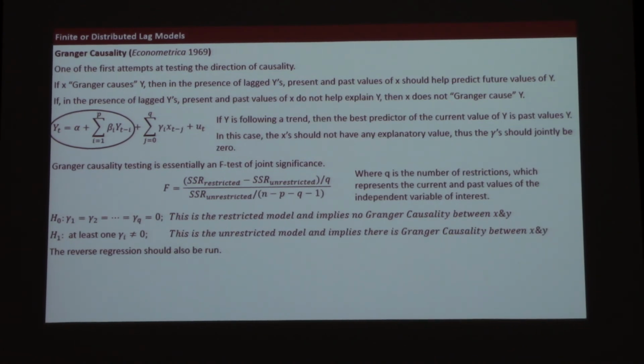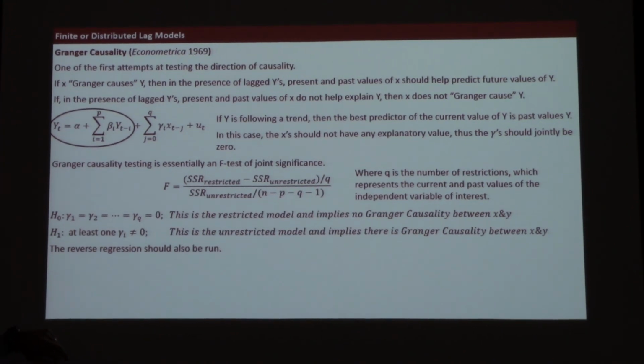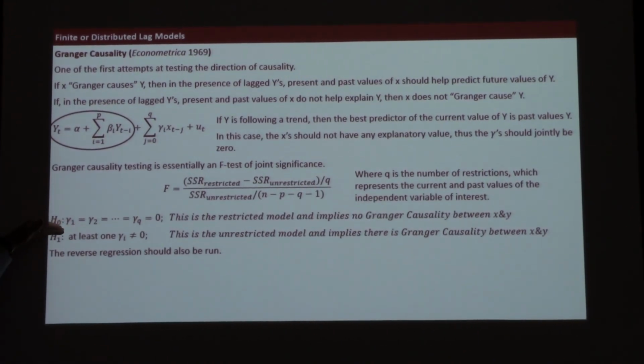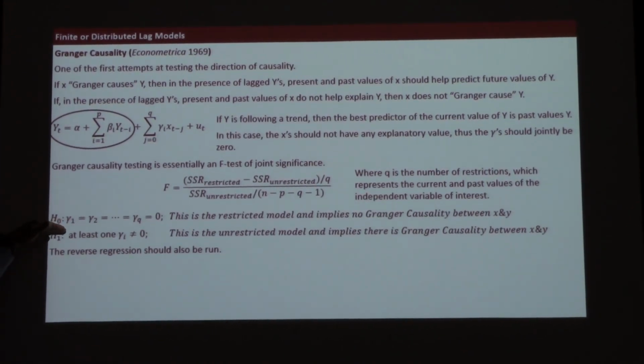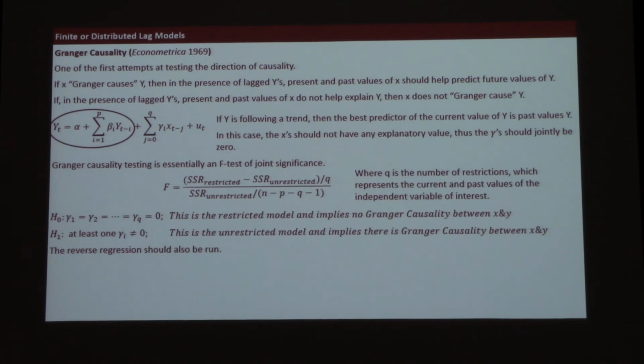So as hairy as that looks, it really boils down to a joint test. So we test the gammas to see if they're significant. And the null hypothesis is that X is not exerting any influence, and we have to reject that to prove that X is exerting some influence.